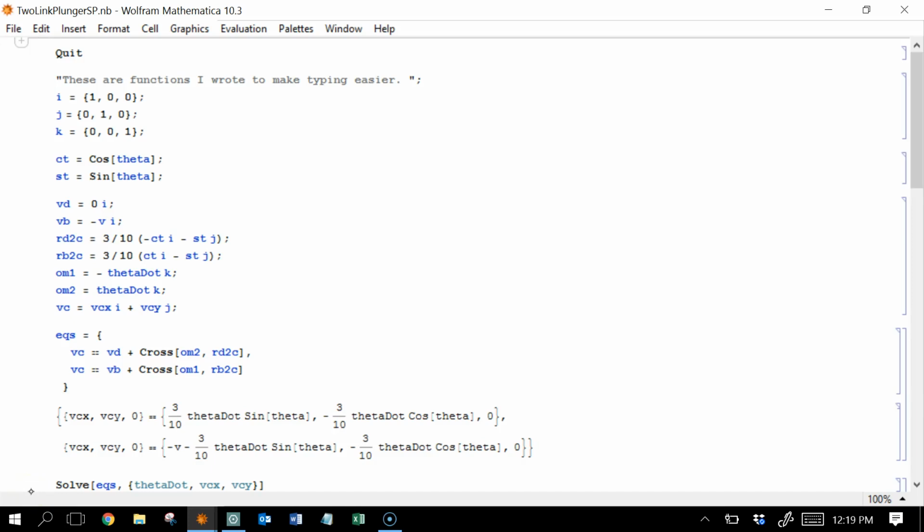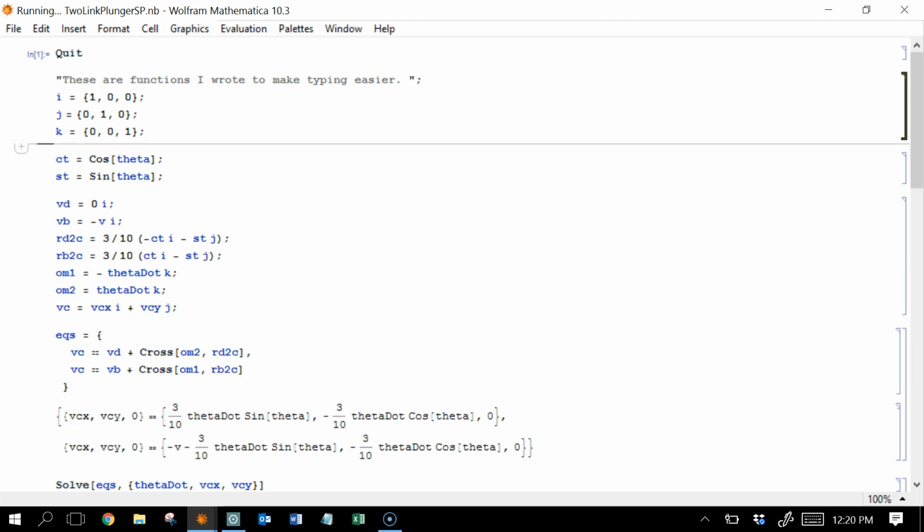Okay, here's a Mathematica file that I used to solve the two-link plunger. The first couple of lines are taken from the download that you can have. I always like to quit when I start Mathematica files, just in case I've been running something before. This next one is how you define your I, J, and K vectors. That's just the way it's done.